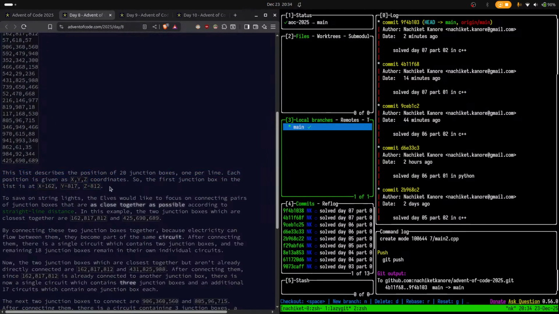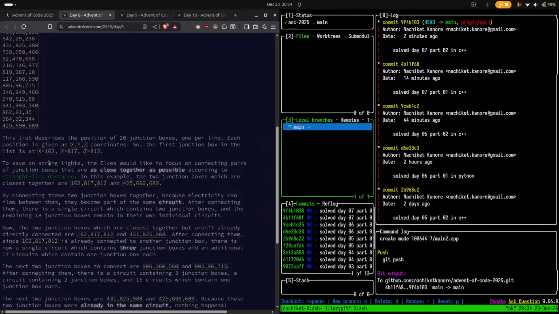This list describes the position of 20 junction boxes, one per line. Each position is given by X, Y, Z. To save on string lights, the elves would like to focus on connecting pairs of junction boxes that are as close together as possible, by straight line distance.